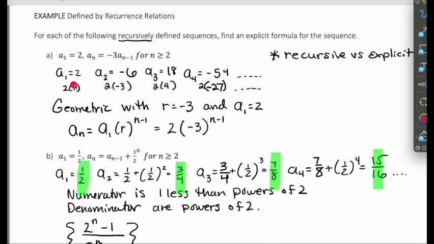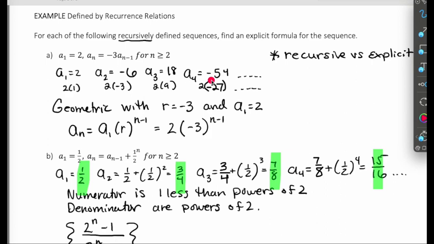So we're going to start with A1 is equal to 2. A2, this is telling me to take negative 3 and multiply it by the previous term. So I have negative 3 times 2 is negative 6. Then to get the next term, I take negative 3 times negative 6 to get positive 18. Then to get the fourth term, I take the third term times negative 3, which gives me negative 54.